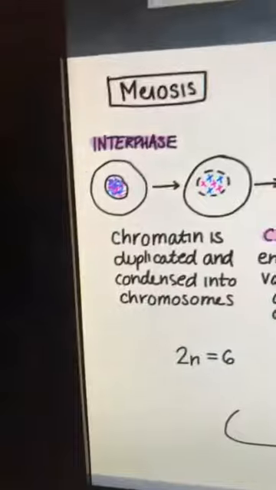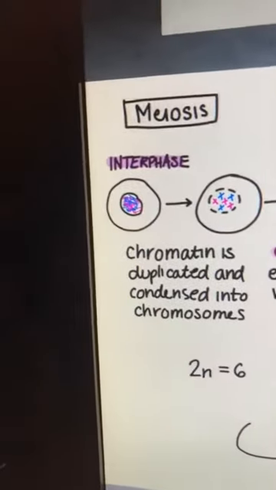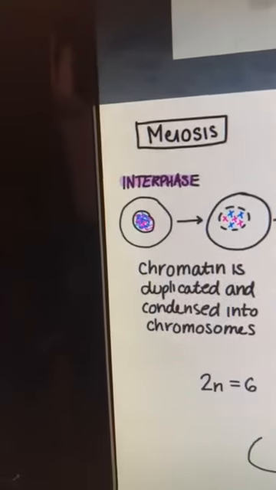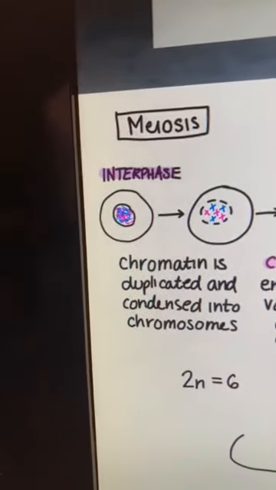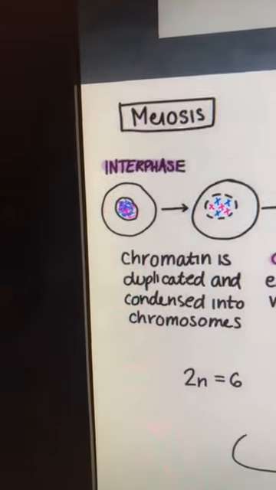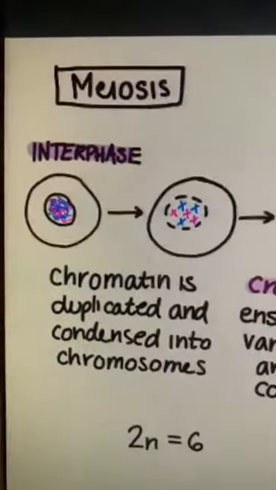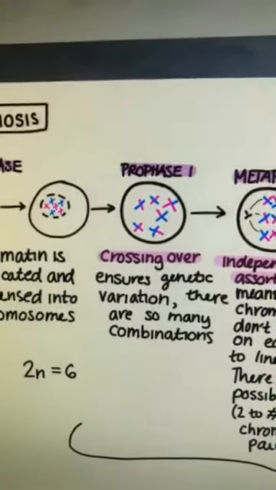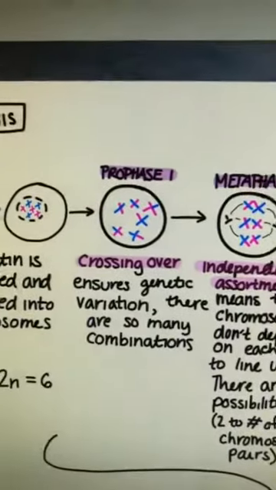So first off, in meiosis, we're going to go through interphase. In interphase, again, the DNA is going to condense into the chromosomes. You're going to see the little drawing there that they did. Now, we're going through division twice. So the first time we have prophase 1.